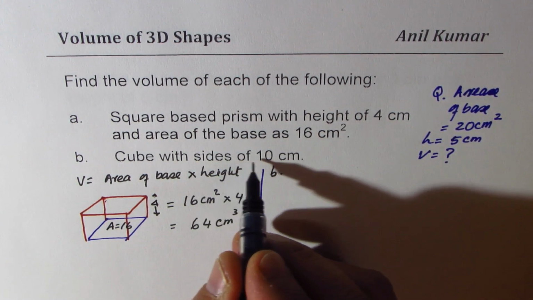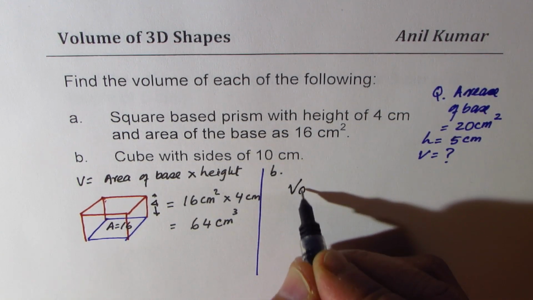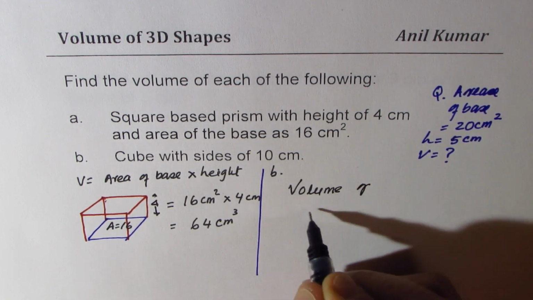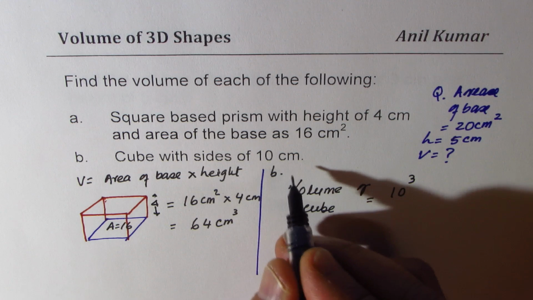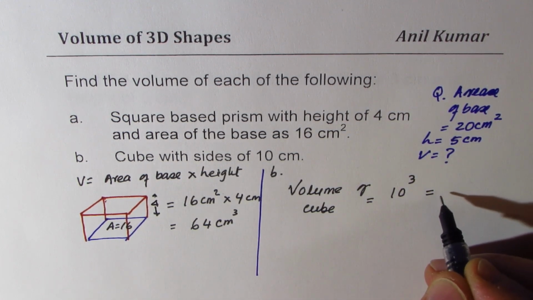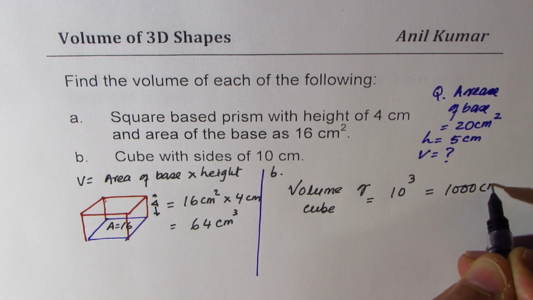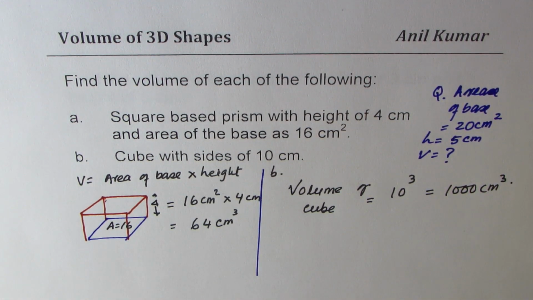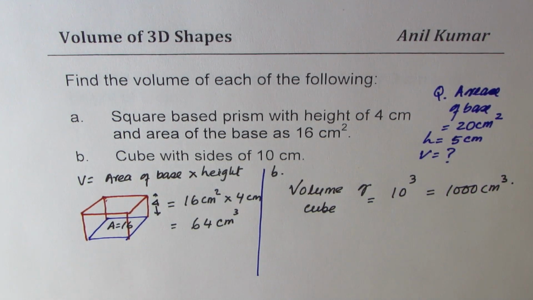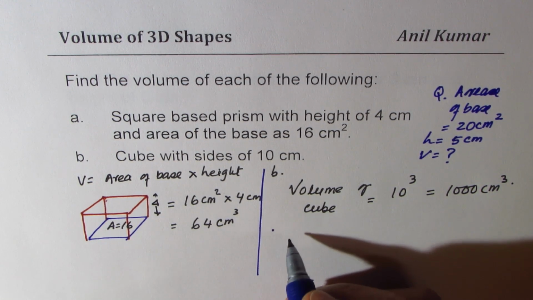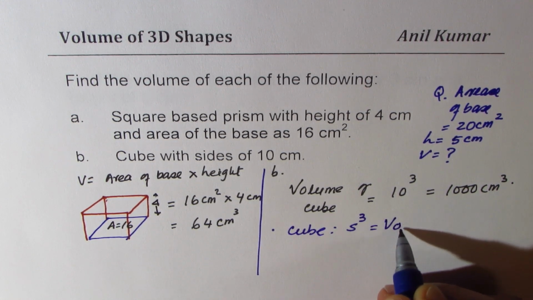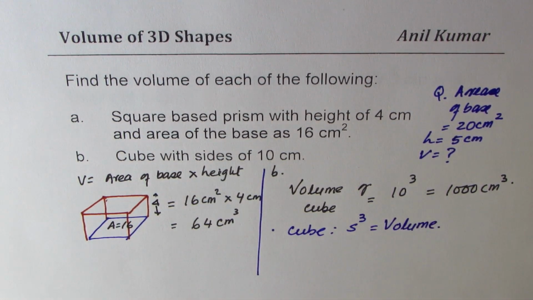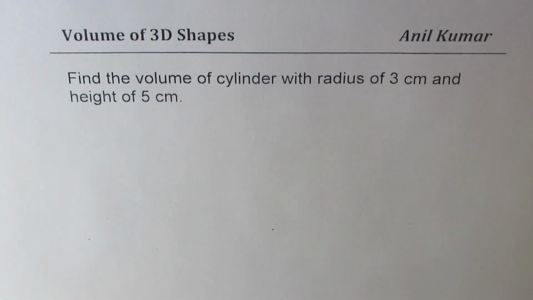Part B is a cube with side lengths of 10 centimeters. So volume of a cube is what? It is the cube of the side length. So it is 10 cube and the units will be centimeter cube. So it will be 1000 centimeter cube. Correct? So it is basically two formulas being used. If it is a cube, then side cube is equal to volume. Correct? Let's move on and take up the next question.